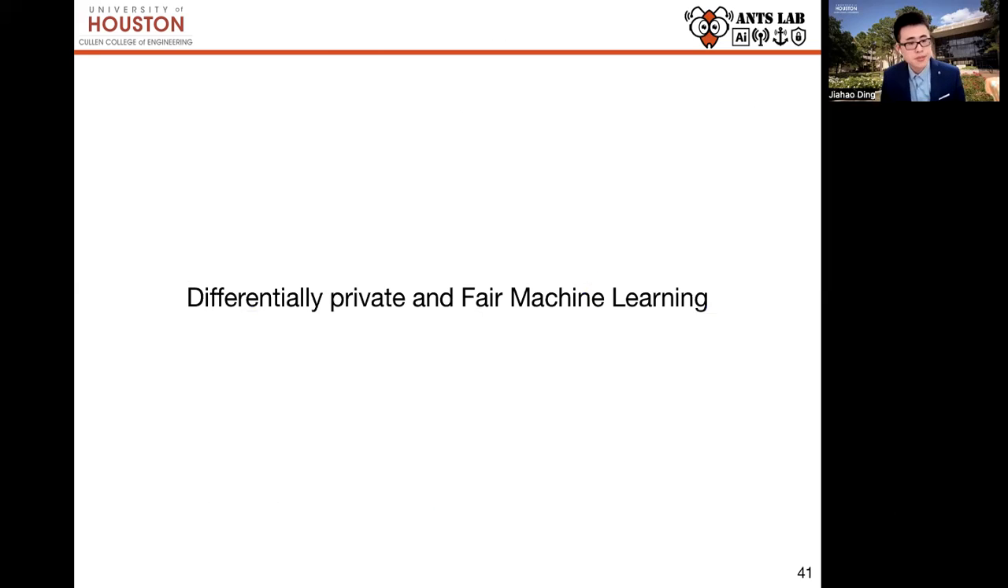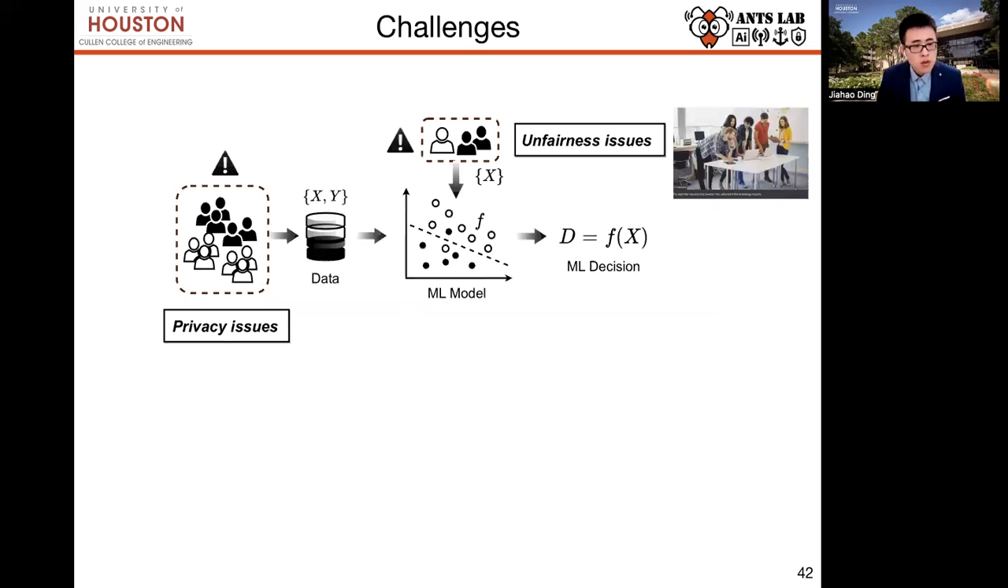Next, I'll introduce my third work, privacy-preserving differentially private and fair machine learning. This is an overview of the procedure of training a machine learning model. We have a lot of users contributing data, and we train a machine learning model on this data, and we use this model to make decisions. However, there are growing concerns about potential unfairness issues and privacy leakage during this training and deploying procedure.